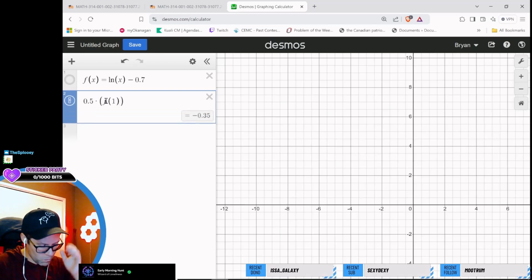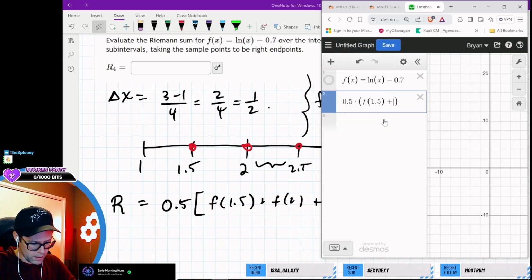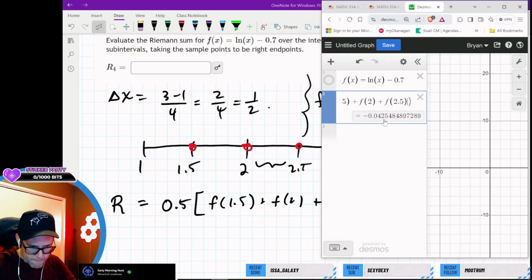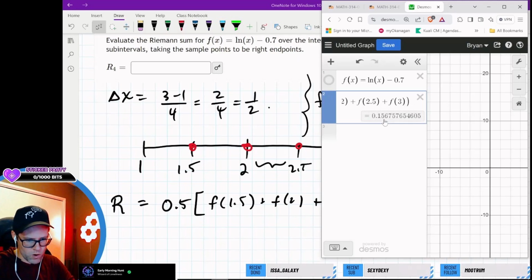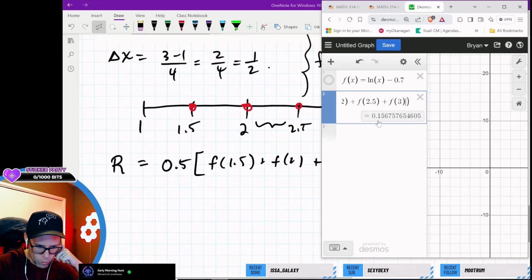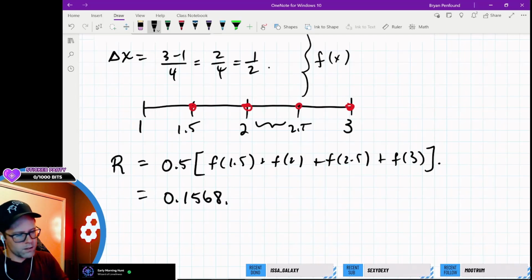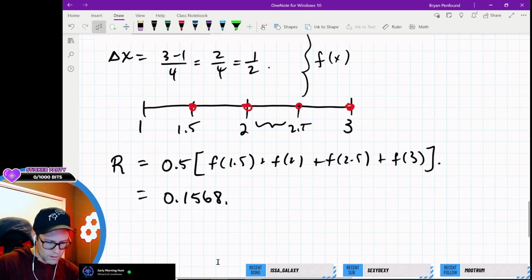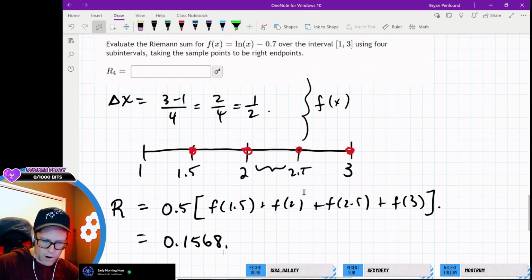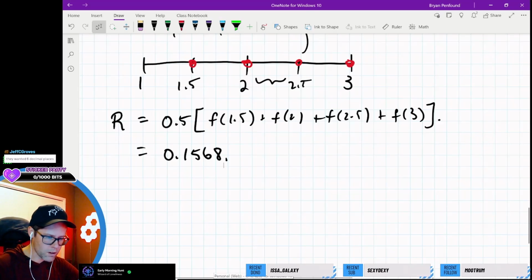We need f at, what do we need? F at 1.5 plus f at 2 plus f at 2.5 plus f at 3. So it comes out to be pretty tiny. So like 1.568, let's say. So pretty small value here for that particular area. Well, there you go. And that gives you an idea of how we use the right and left endpoints to do a little bit of work to do some approximations.